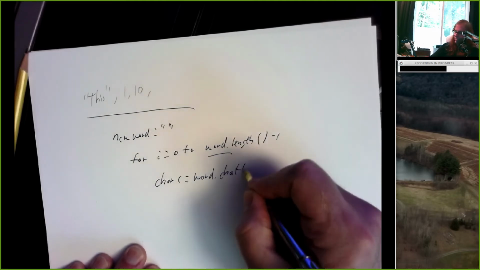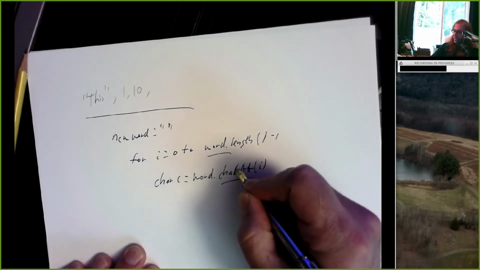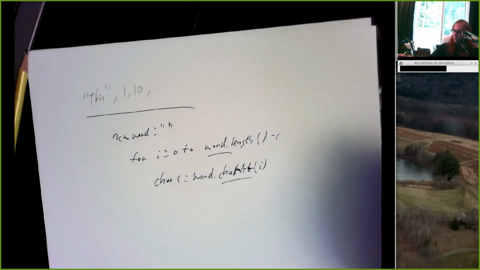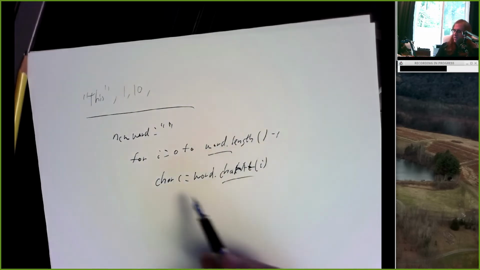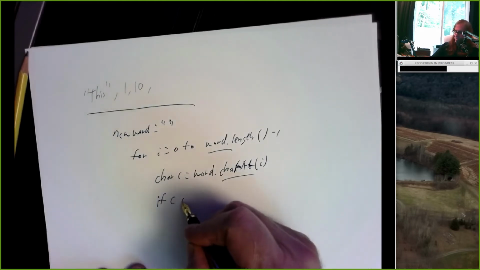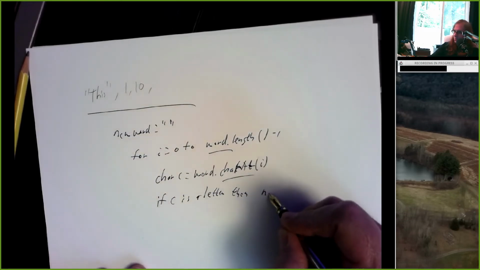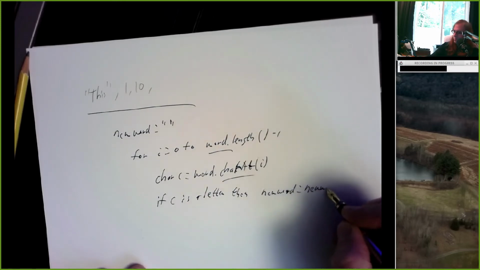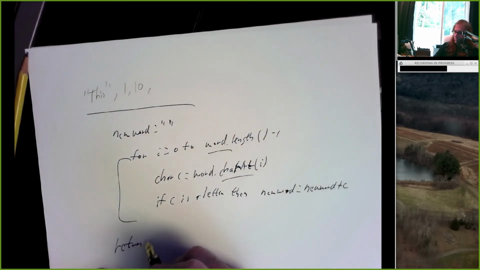Dot character at index I. So character at is a method inside the string class that gives you the ith character in that word. So if we iterate I from 0 to the last character position and we do character at I, this will be each character of your input word one at a time. And then if C is a letter, then new word equals new word plus C. And at the end of all of this, just return new word.